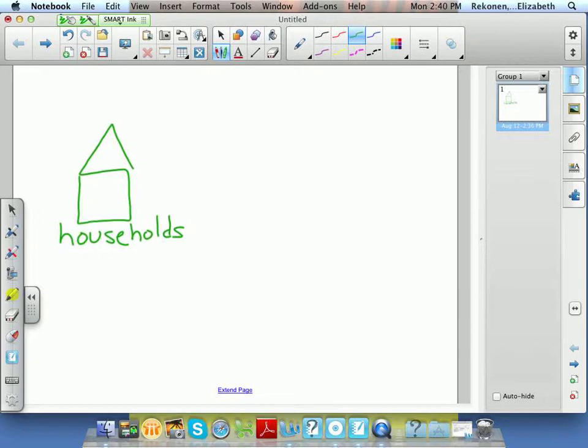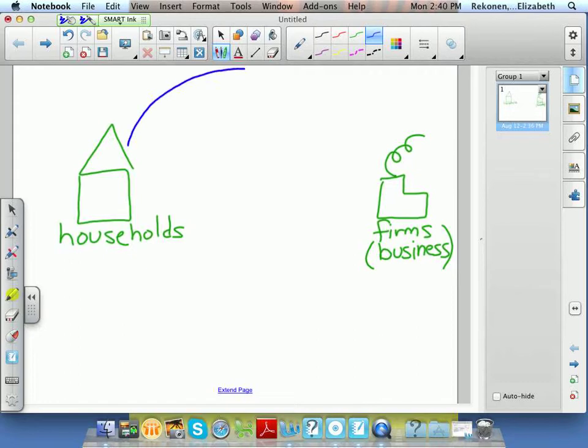And then on the right-hand side of your paper, you're going to draw what is supposed to be a little factory, a little bit of smoke coming out of it, and that represents firms. Another name for firm is a business. You need to know that. Same thing, two different words for the same thing. They are synonyms. Okay.